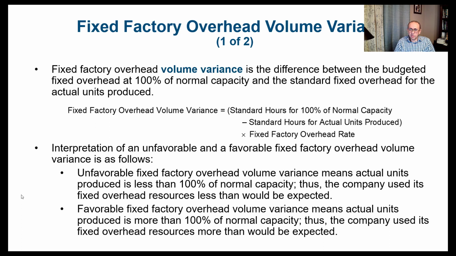So an interpretation of an unfavorable and a favorable factory overhead volume variance would be as follows. An unfavorable fixed factory overhead volume variance means actual units produced is less than 100% of normal capacity. Therefore, the company used its fixed overhead resources less than would be expected. A favorable fixed factory overhead volume variance means actual units produced is more than 100% of normal capacity. Therefore, the company used its fixed overhead resources more than would be expected.